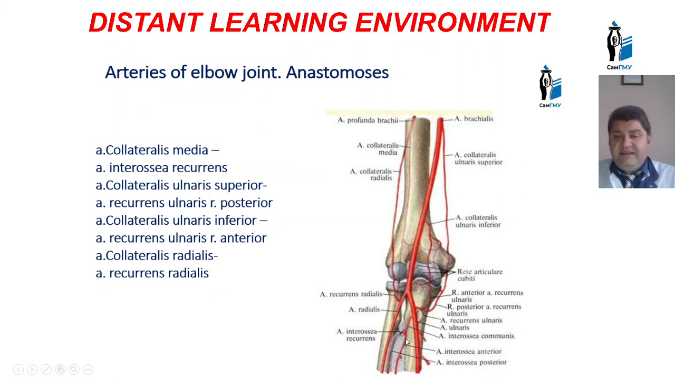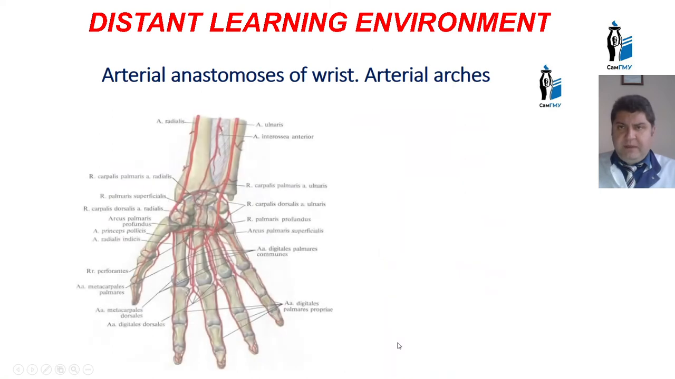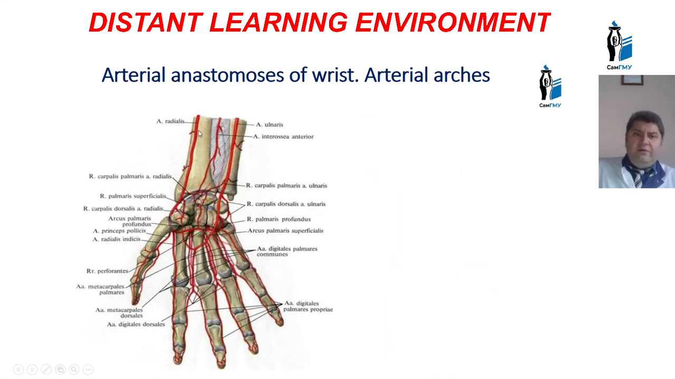And you may see that the interosseous anterior artery passes at the anterior side of this membrane, but the posterior artery passes behind the posterior surface of this membrane between these bones. And now on this picture we can see the distal part of the arteries.